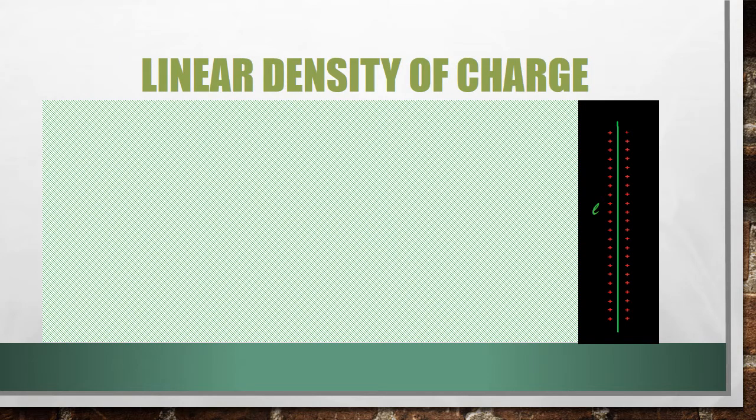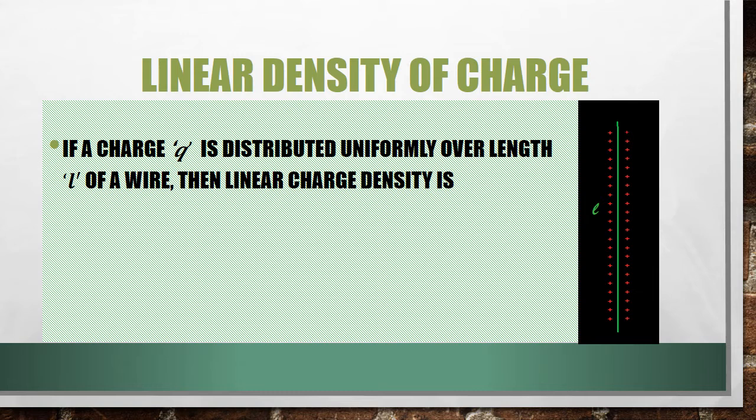Linear charge density. If a charge Q is distributed uniformly over a length L of wire, then linear charge density is lambda equals Q by L. Unit is coulomb per meter.